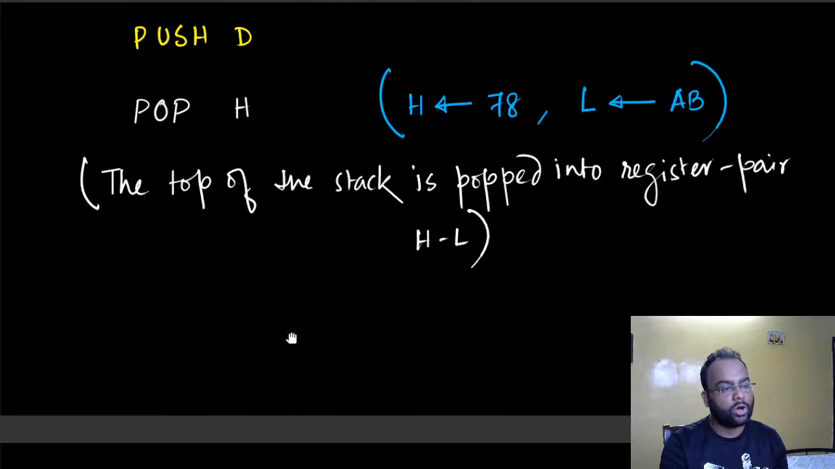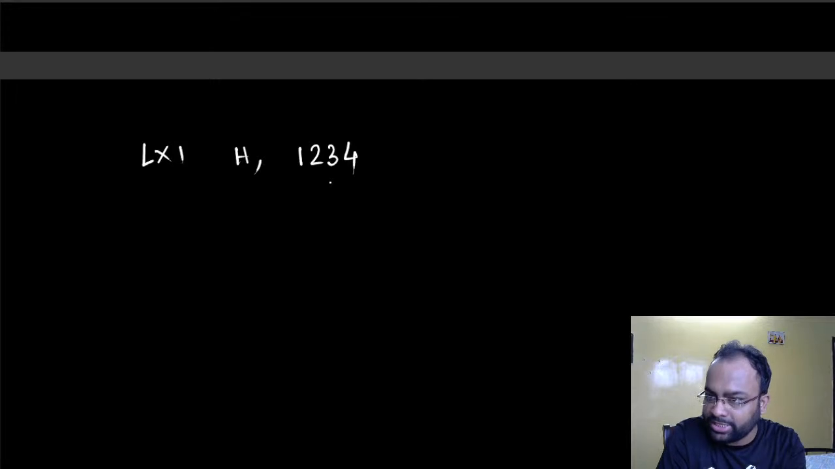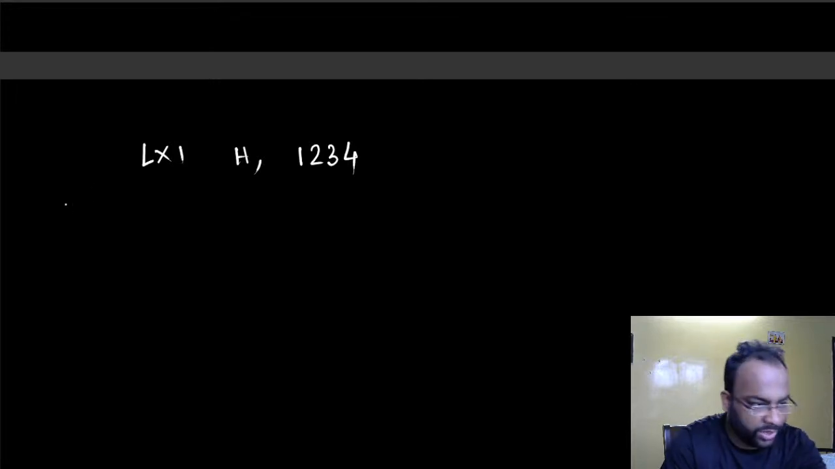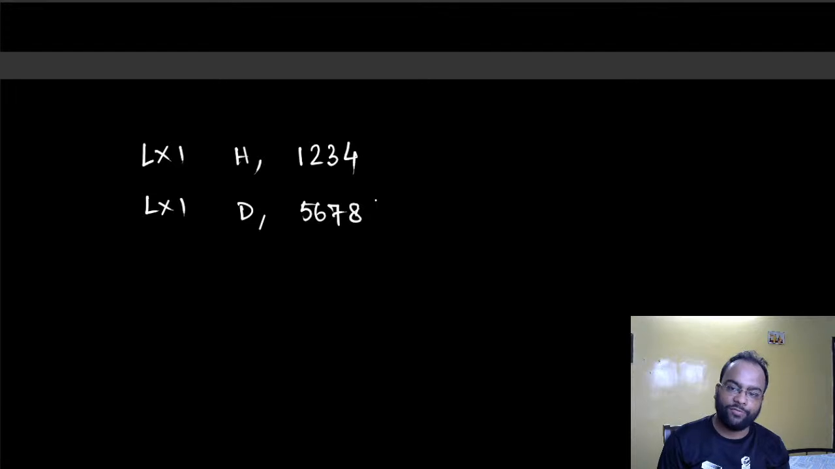Alright. So with that said, let me ask you a very simple question. For example, say I have done something like this. I have done LXI H comma 1 2 3 4. So the HL register pair has a value of 1 2 3 4, and I have done LXI D comma 5 6 7 8. So the DE register pair has a value of 5 6 7 8.